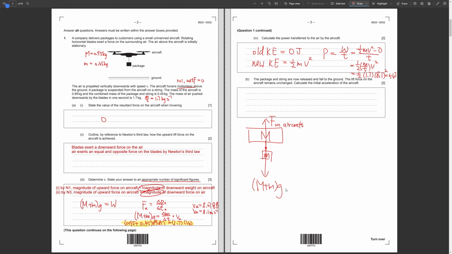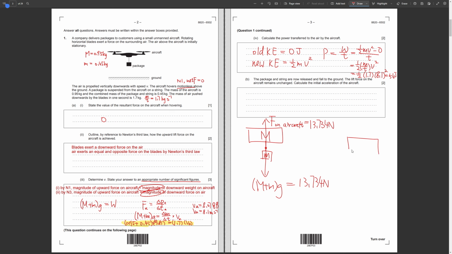What was the downward force? Its magnitude is 13.734 Newton, so as the upward force, 13.734 Newton. And in part B, suddenly the wire is snapped.